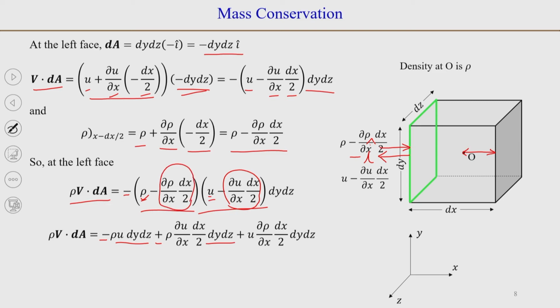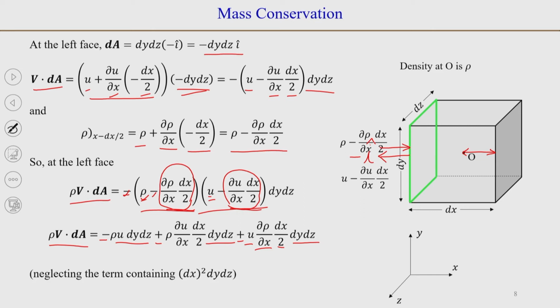So, when you multiply, there is a minus sign outside and this minus sign. So, you will have this sign to be plus u ∂/∂x of rho into dx by 2 into dy dz. We will neglect the multiplication of the second term of both the brackets, because it will give you dx square, whose magnitude will be smaller than all three terms. So, this is our rho v dot dA on the left face. So, we have looked at both the faces.